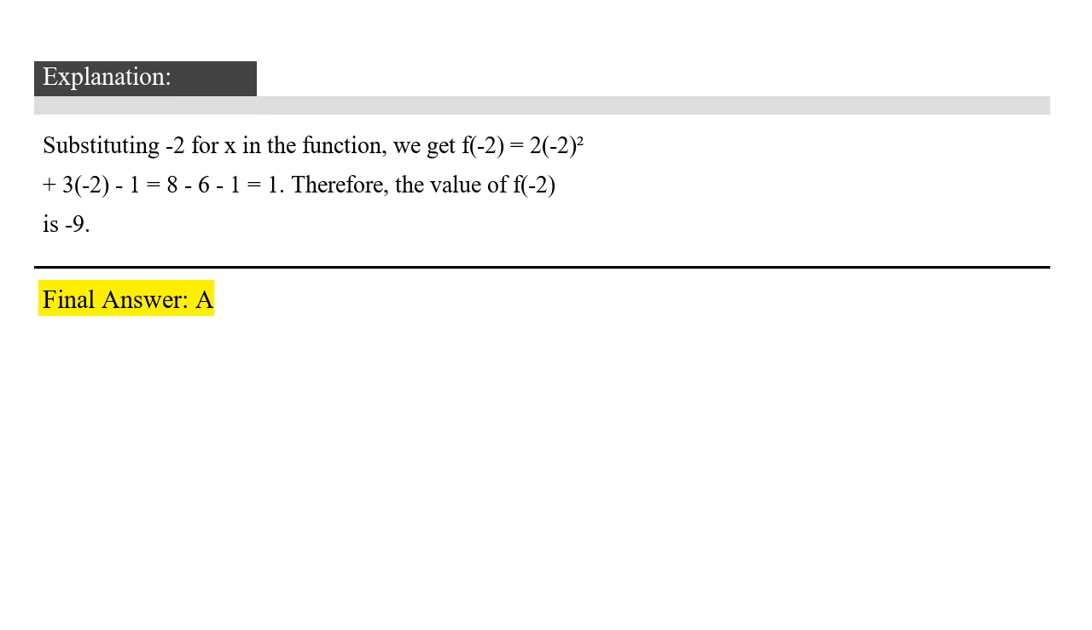Substituting -2 for x in the function, we get f(-2) = 2(-2)^2 + 3(-2) - 1 = 8 - 6 - 1 = 1. Therefore, the value of f(-2) is -9.